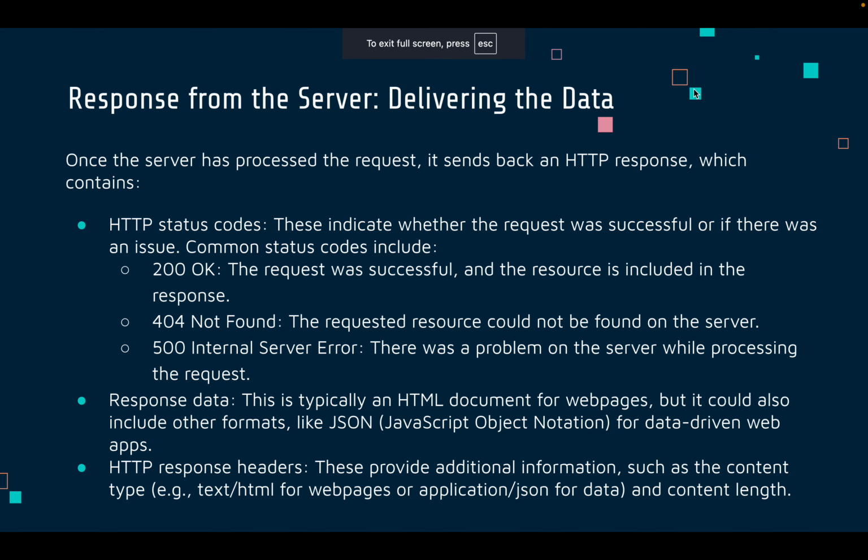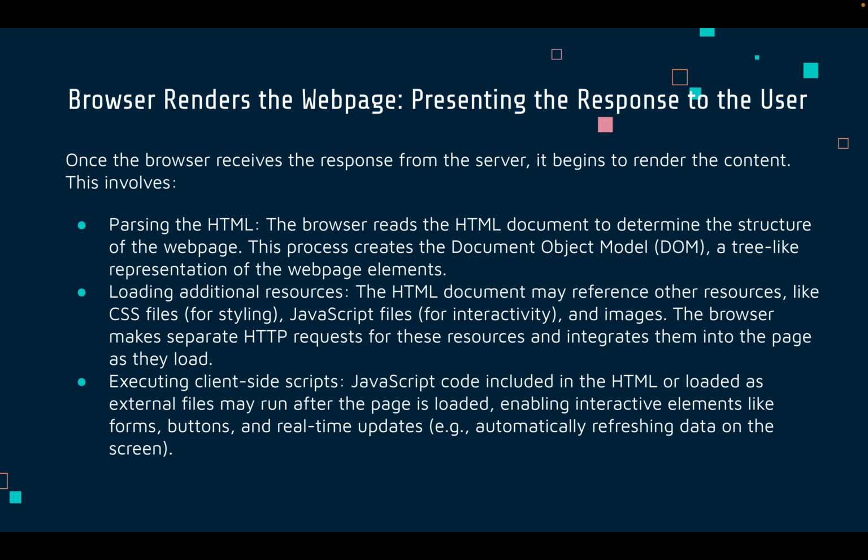So there's three things: the status code, the response data, which is typically the document you requested, and it comes with a header. So the response gets sent with a header. The header carries additional information like content type, metadata kind of stuff. The browser renders the web page and presents it to the user.